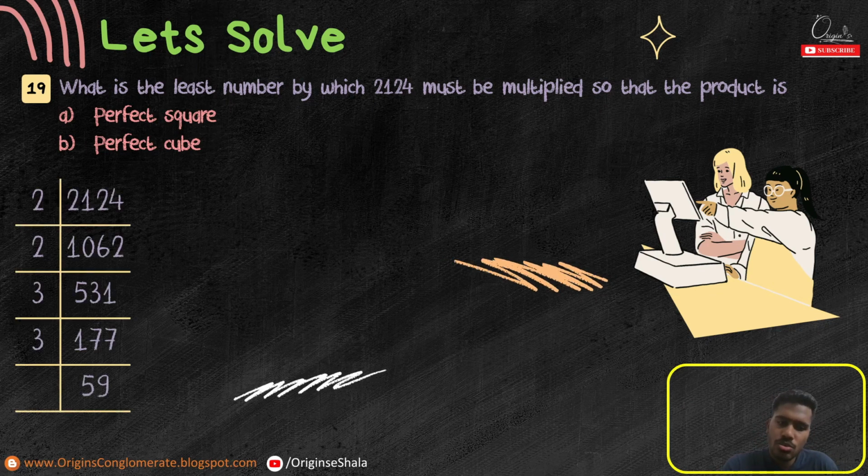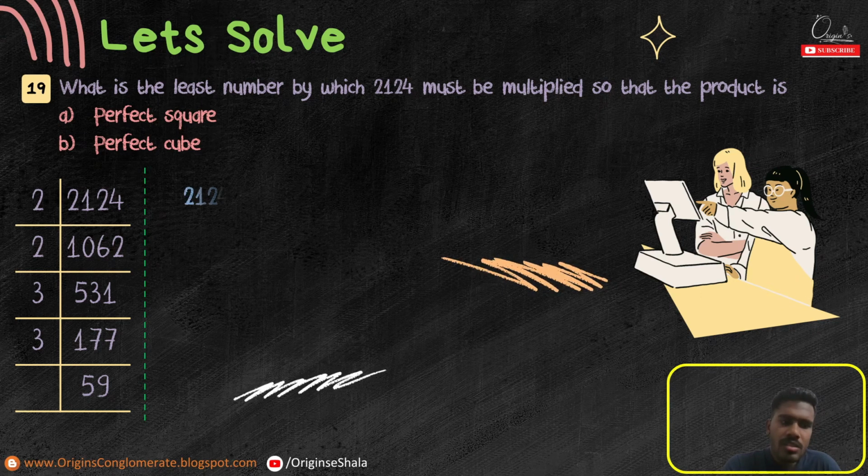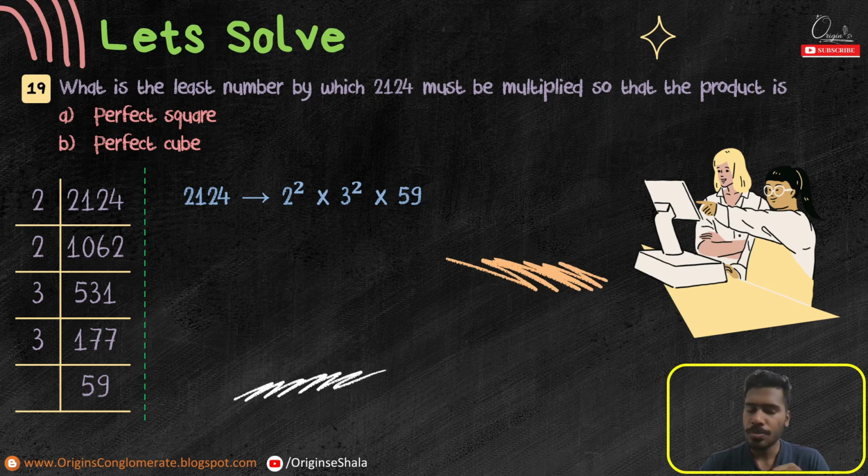So first I will just do this continuous division until I find that 59 is coming and I am unable to divide it further. It's okay if you don't remember whether this is prime or not, just keep doing it until you can find it. And I can write it like this: 2 square, 3 square into 59. So obviously from this we can see to make 2124 a perfect square we are lacking another 59.